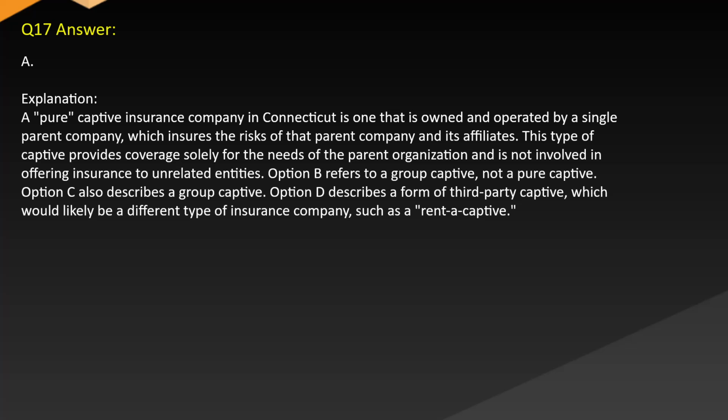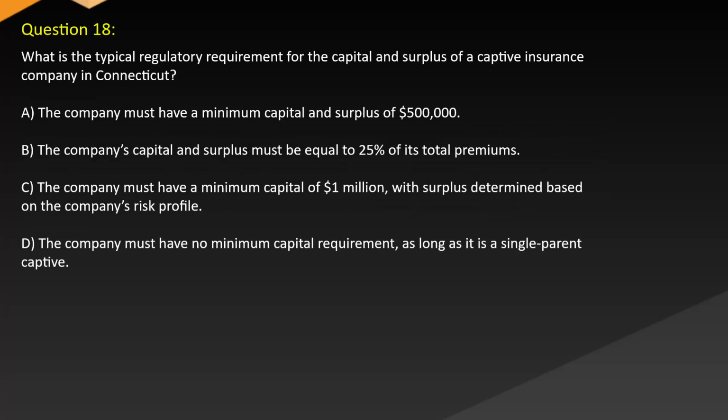Option D describes a form of third-party captive, which would likely be a different type of insurance company, such as a rent-a-captive. Question 18. What is the typical regulatory requirement for the capital and surplus of a captive insurance company in Connecticut? A. The company must have a minimum capital and surplus of $500,000.